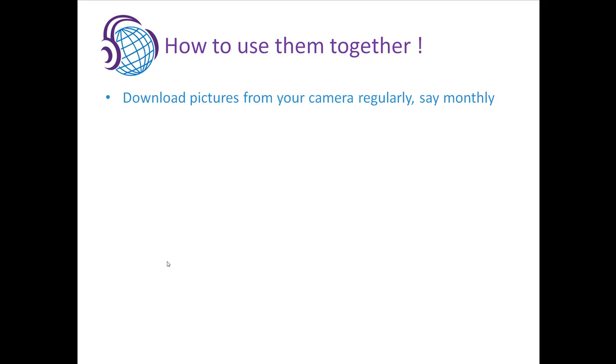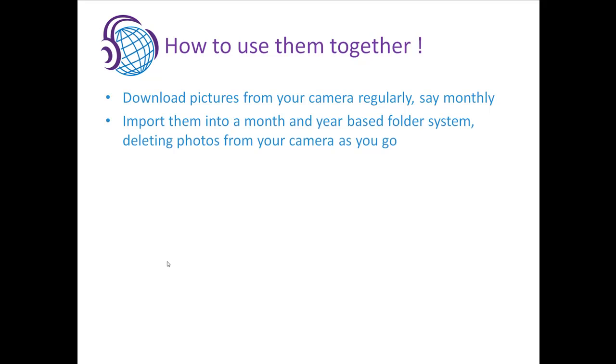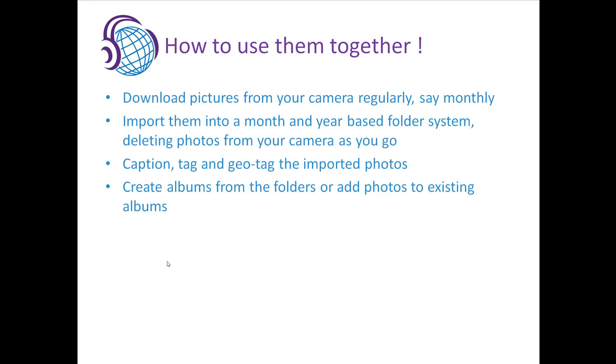Let's look at how to use them together. Let's say you download pictures from your camera regularly, say monthly, and put them into a month and year based folder system, and you're allowed to have subfolders in folders, just like you are in Windows. If you delete the photographs from your camera as you go, then you won't end up importing them twice and ending up with edited and unedited versions and getting very mixed up about what's been tagged and what hasn't. Caption, tag and geotag the imported photographs. Create albums from the folders and add photos to the existing albums, of course, and then back up the folders monthly. And what we'll do now is we'll look at a folder of pictures and how we might do each of these things.